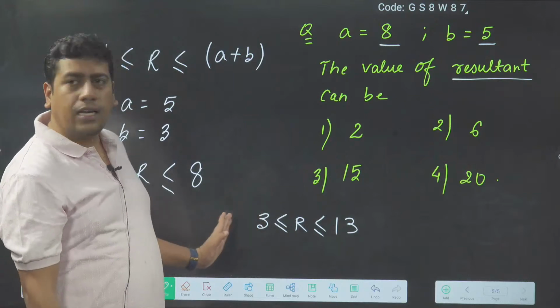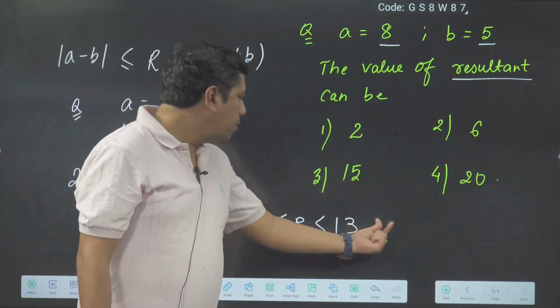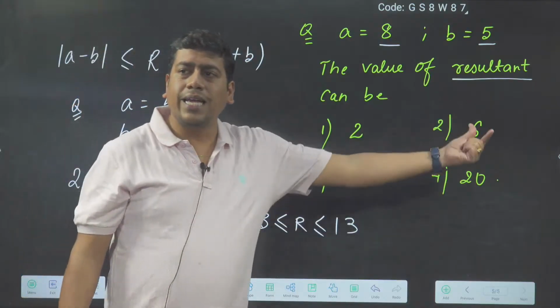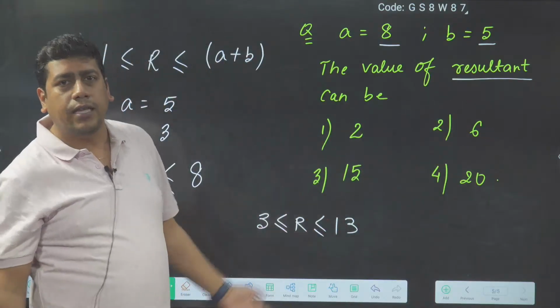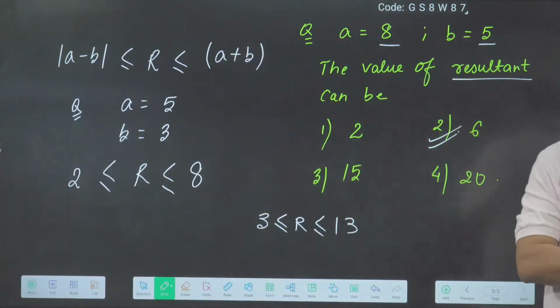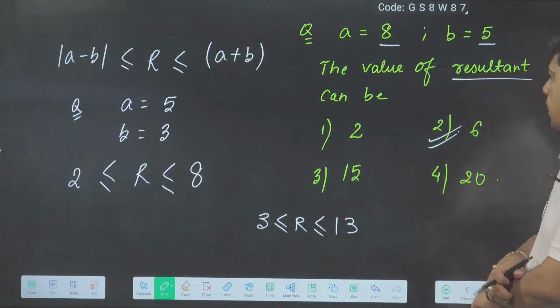It is less than 3, not possible. 15 is more than 13. 20 is more than 13. Only 6 is the number which is lying between 3 and 13. That's why the correct answer is 6. Correct answer is 6.